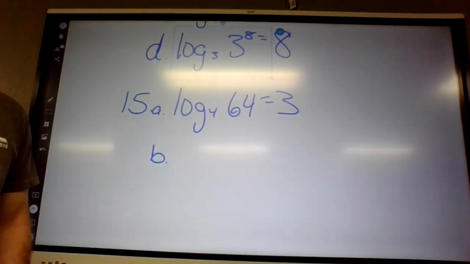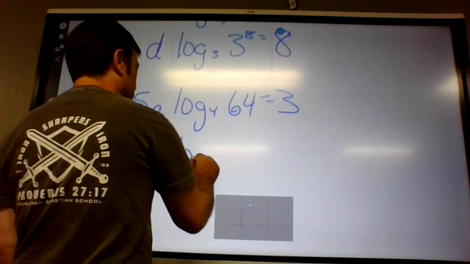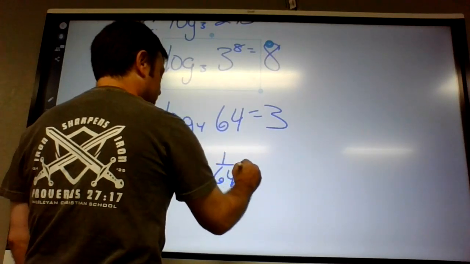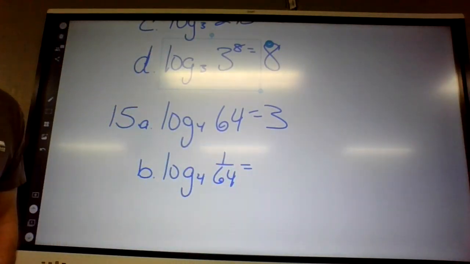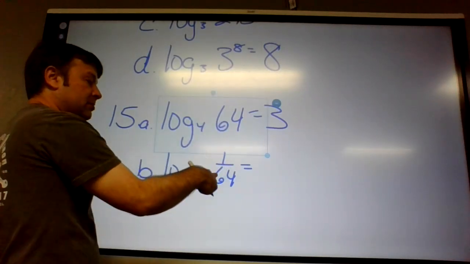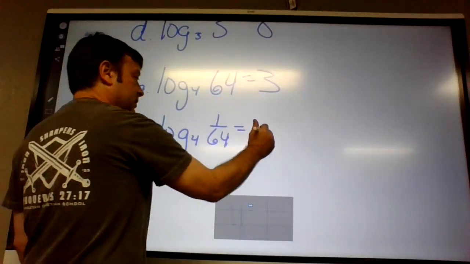3. You don't have to show work on this one because there's no work to show. If I'm just copying the problem down, that's not really work. But this is almost the same as the last one, but it's 1 over 64, so what's the exponent? Negative 2.